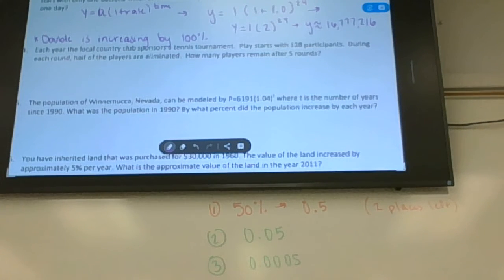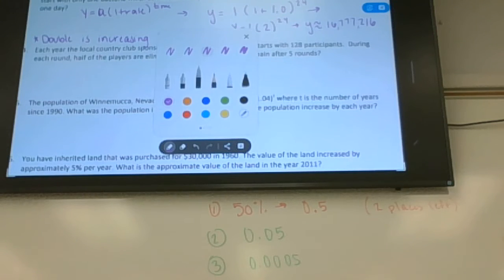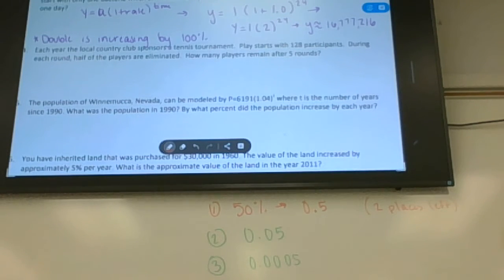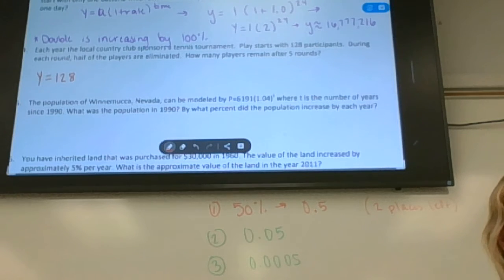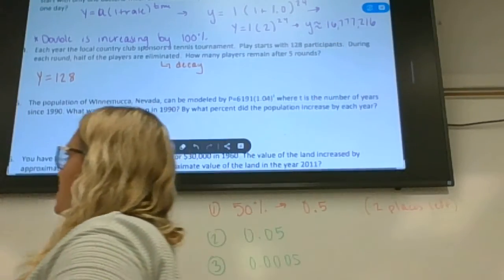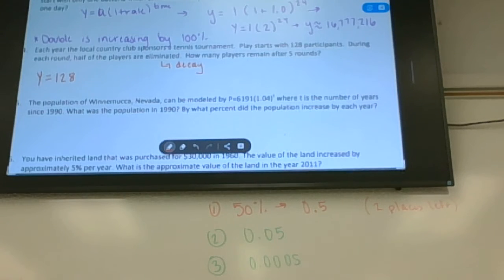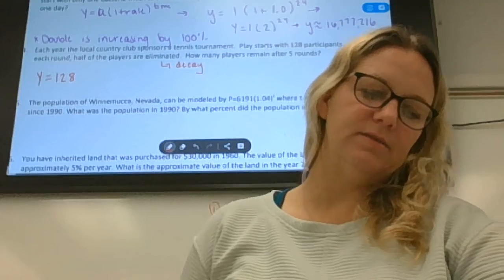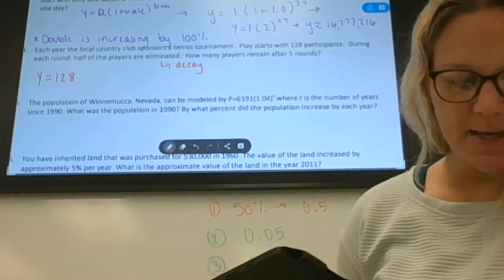Kalia, what are you doing? Each year, the local country club sponsors a tennis tournament. Play starts with 128. That's our initial amount. During each round, half of the players are eliminated. So this is now a decay function. Decay is the same, but you put a minus sign in. For anything decreasing, you do 1 minus the rate raised to the power. So if participants are getting eliminated, we have to use a minus sign.